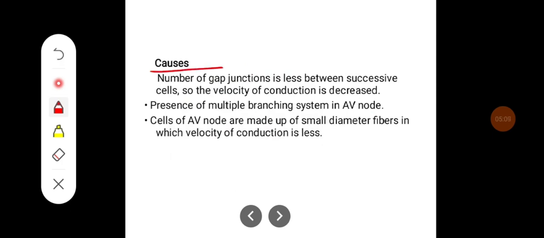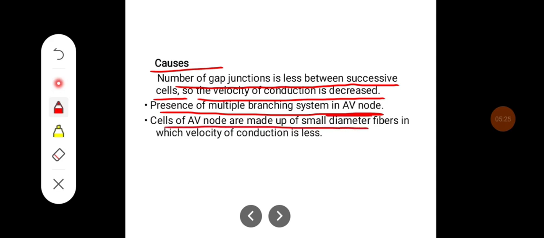The cause for atrioventricular delay is that the number of gap junctions is less between successive cells, and so the velocity of conduction is decreased. There is a multiple branching system in the AV node, and the cells of AV node are made up of small diameter fibers in which velocity of conduction is less.